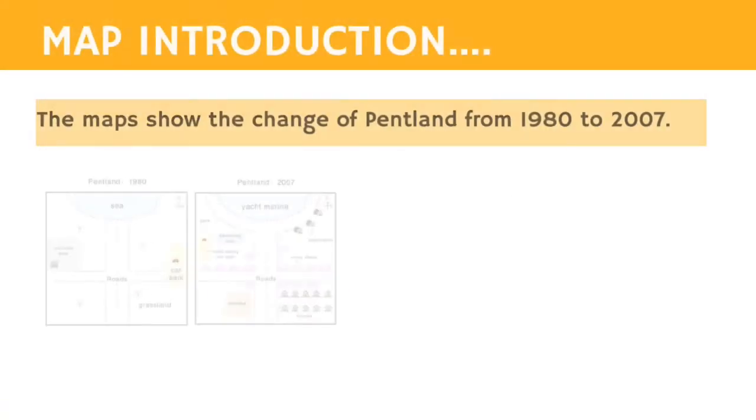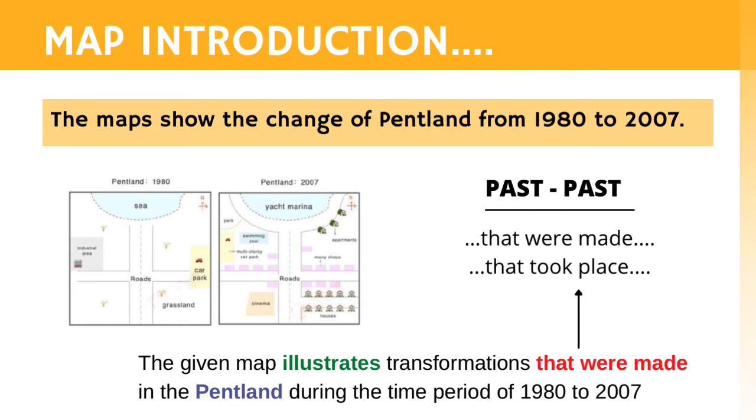Okay, now look at the first type of map, that's past to past. Let's see the statement of this map. The maps show the change of Pentland from 1980 to 2007. Let's see an example. The given map illustrates transformations that were made in the Pentland during the time period of 1980 to 2007. Here, you can write either that were made or that took place. But remember, this is if the map is past to past.